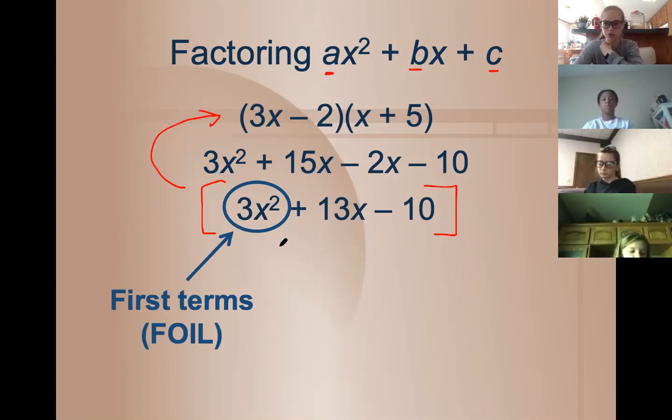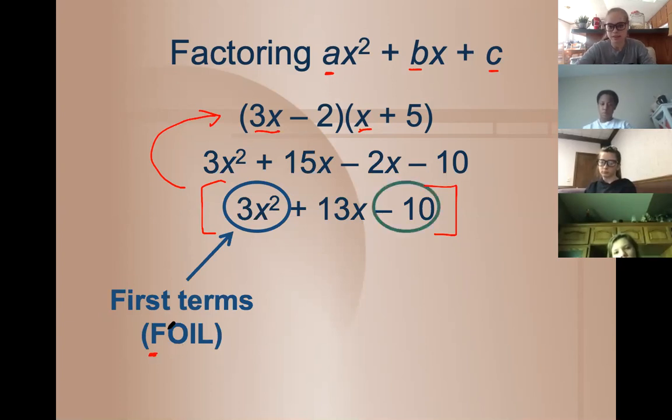This is your first term, correct? These are going to be your first terms. When you factor it and get 2 binomials, the first term in your trinomial is going to be the first terms in FOIL. It's going to be your F, okay?